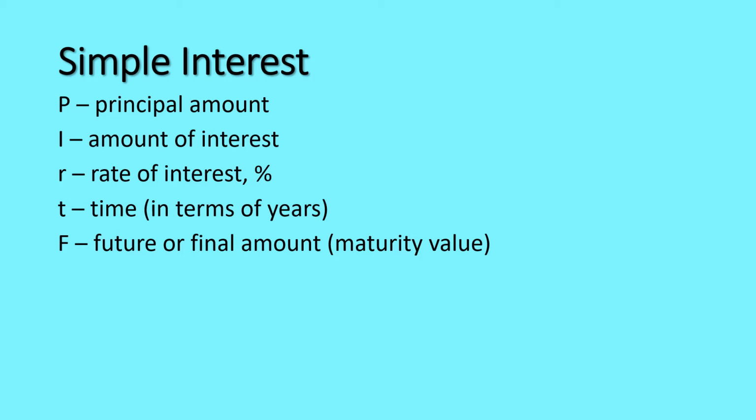So the formula for simple interest is simply I equals P times R times T. Every time that we use our rate of interest, it must be expressed in decimal values. So from percentage, we convert that into decimals. So this is the formula of our I.